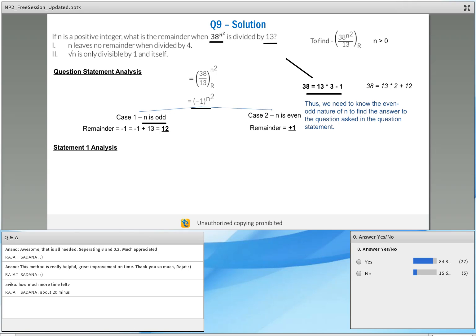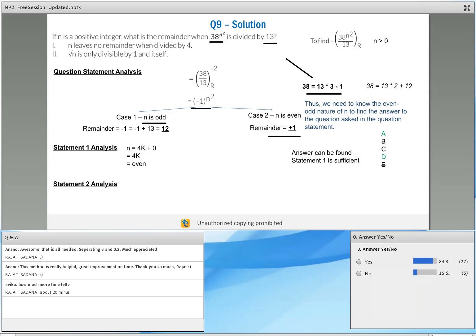Okay, so let's analyze statement 1. Statement 1 says that n leaves no remainder when divided by 4, which means n is 4k plus 0, which means n is even. It tells us that n is even, which means the remainder is plus 1, and statement 1 is enough.